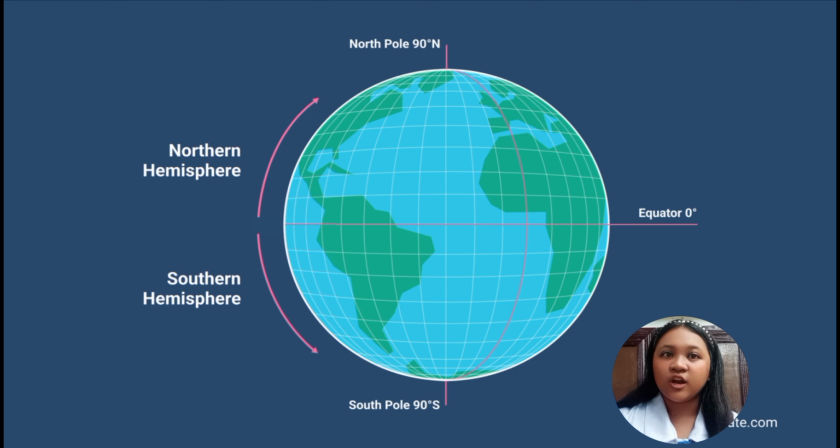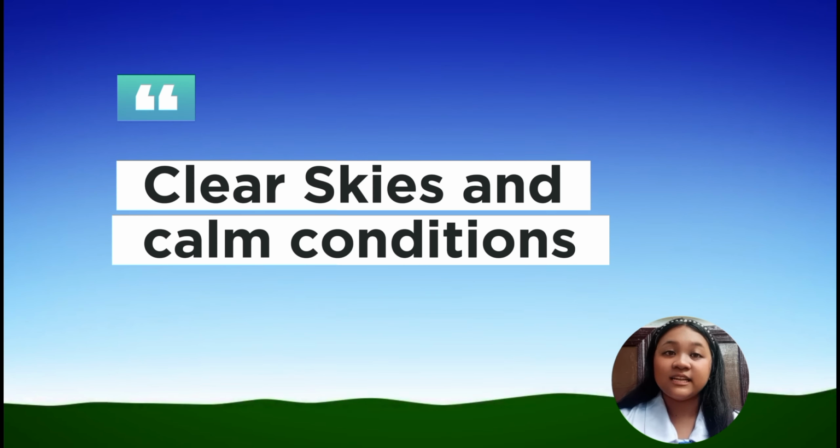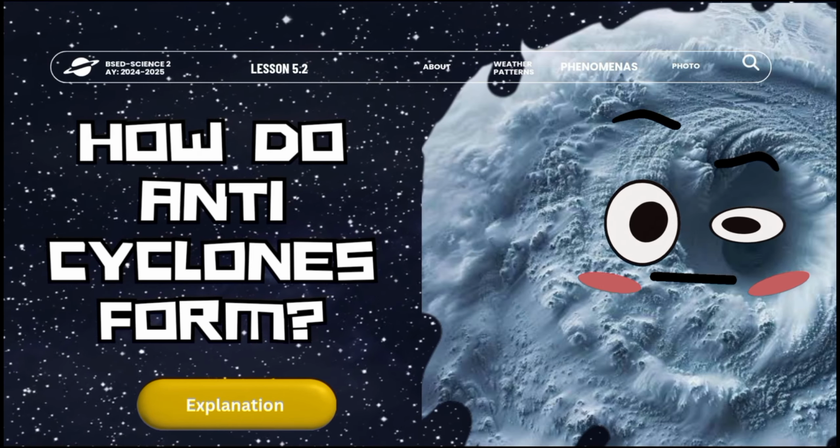Unlike cyclones, anticyclones bring stable weather such as clear skies and calm conditions. So did you guys ever wonder why we get such nice sunny days in the middle of the summer or crisp clear mornings in the winter? That is because of the anticyclones. So how do anticyclones form?